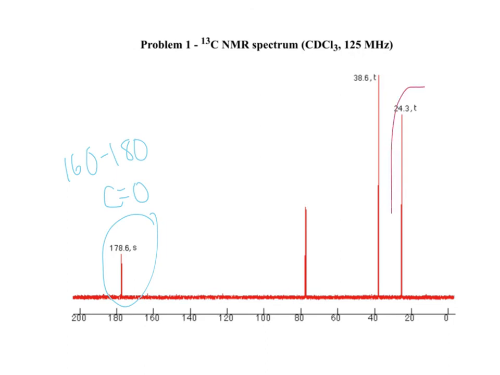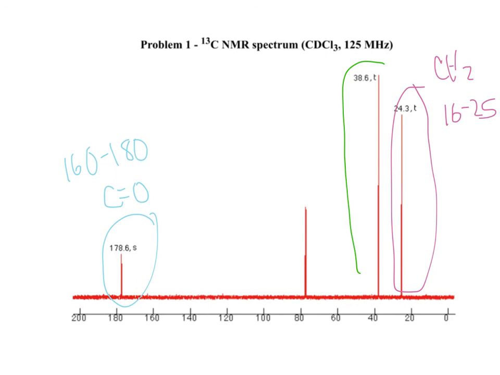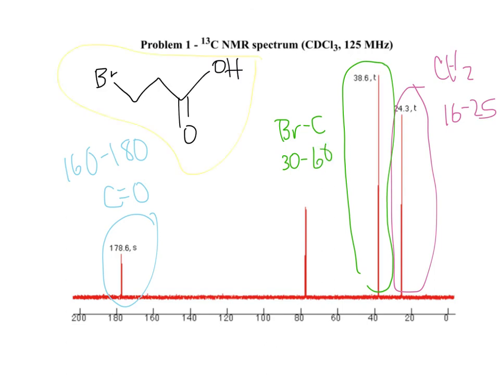Next, we see this peak at 24.3, which could indicate a CH2, which is supposed to fall in a chemical shift somewhere between 16 to 25. Lastly, we see this peak here at 38.6, which indicates a carbon bonded to a halide, so let's just say Br, which should fall somewhere between 30 to 60. Once again, we can tell that all of our graphs and data that was provided confirm that the structure we have guessed is in fact the correct one.